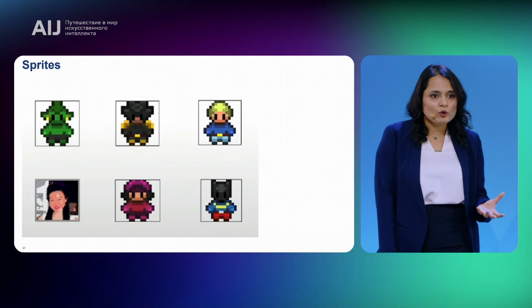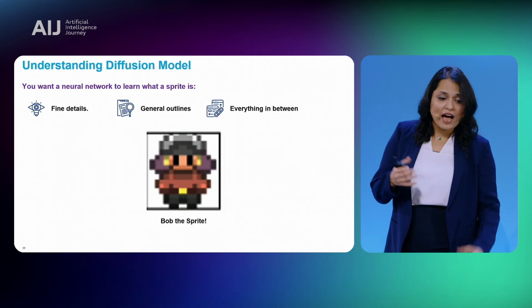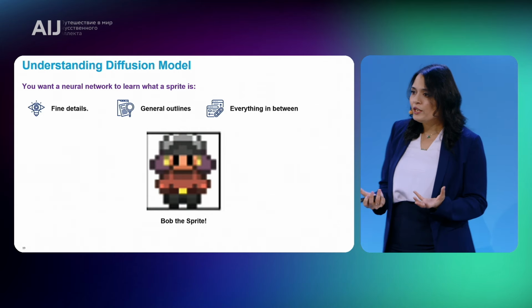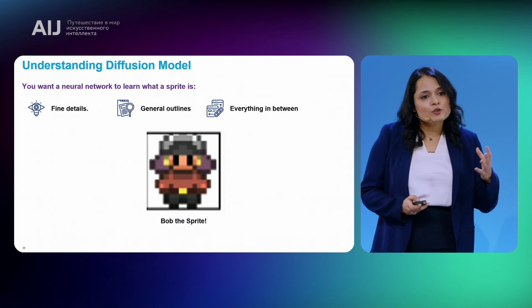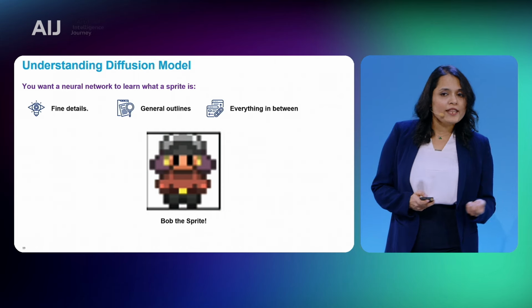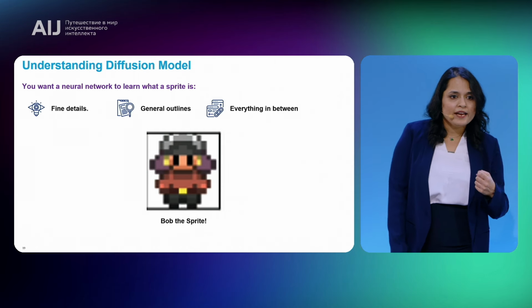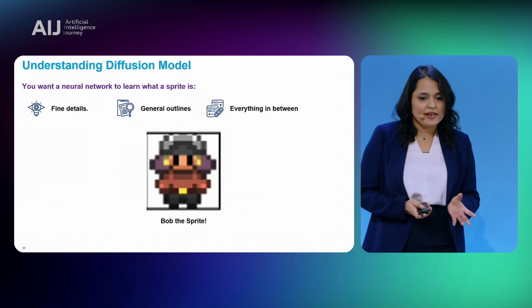To explain this concept in detail, I'm going to take an example of a sprite. Sprites are 2D graphics data, which are used in computer graphics, like computer vision and video games. Now, in a scenario where you have a lot of sprite data and you want to create new sprites, how can you do that using Stable Diffusion? You want the model to learn the fine details. So when you're training a model using existing sprite data, you want it to learn fine details like the hair of the sprite, the buckle on the belt, or some general outlines, how the whole shape of a sprite looks.